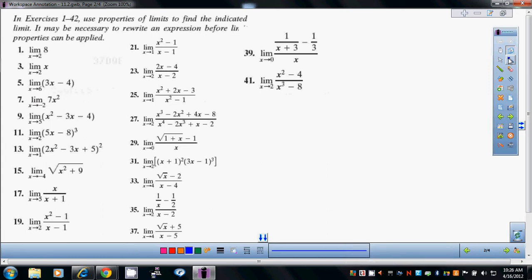You plug 3 in for x. Yeah, you plug whatever the number is in for the x. Now, on number 1, where does the 2 go? Nowhere. There's no x. It's one of those stupid ones. The answer is just 8. All of these, you just plug in the x, and then you either say it does exist or it doesn't exist. Well, you don't have to say it does. You'll give me the answer or say it doesn't exist.